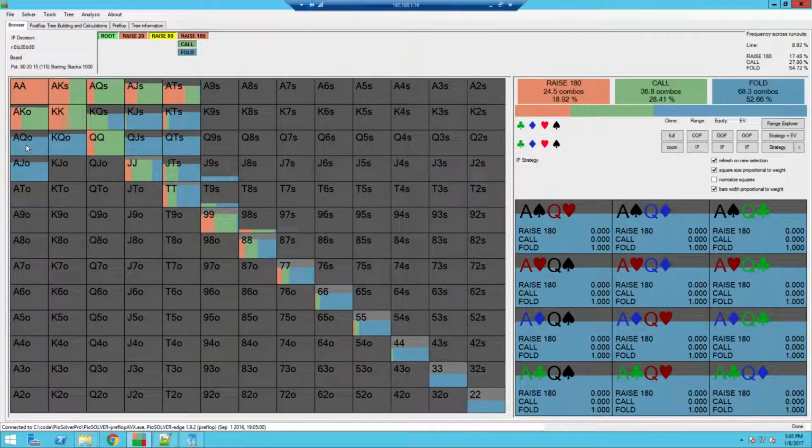And this is pretty interesting too. I did call with ace queen off. The flop came out low.